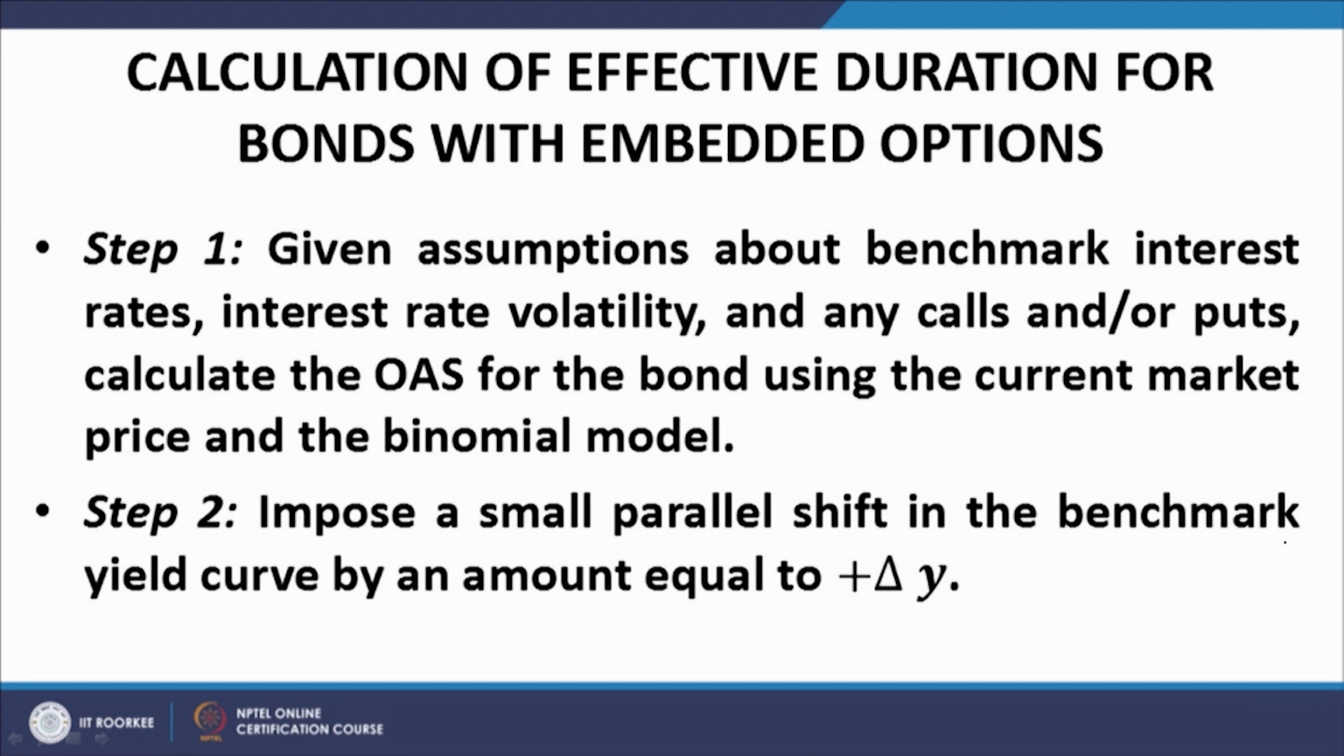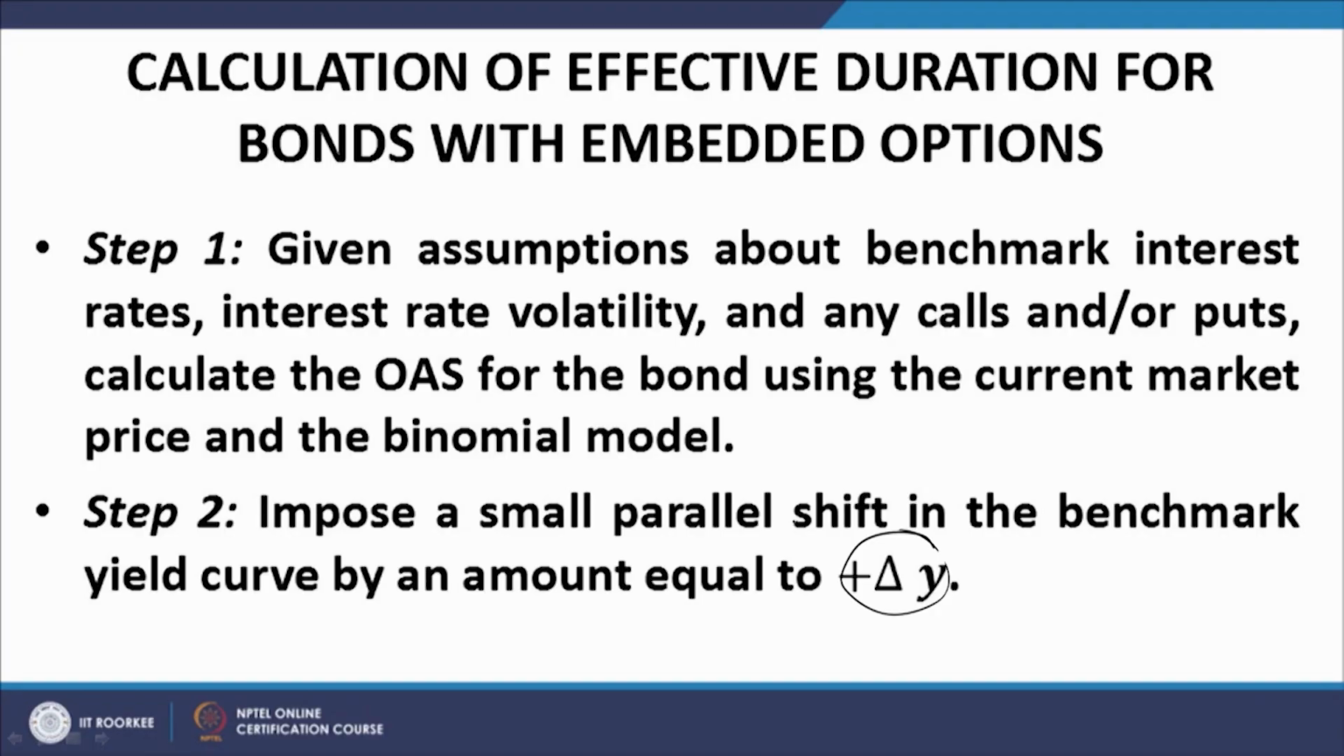So, let me read it out once again. Given assumptions about benchmark interest rates, interest rate volatility and calls or puts, calculate the option adjusted spread for the bond using the current market price and the binomial model. Impose a small parallel shift in the benchmark yield curve by an amount equal to delta y. Now, please note, this shift is different from the option adjusted spread that I just talked about. That option adjusted spread, the delta that I was talking about when I explained step number 1, is to be added. It is not changing the benchmark rate, it is an add on to the benchmark, it is a spread over and above the benchmark rate.